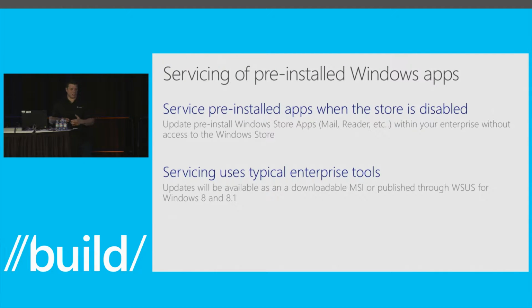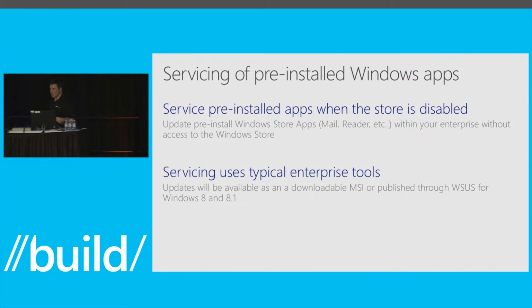The problem we're seeing is we actually want to go and update our service backends, or there's changes to functionality in these apps, and there's no channel for you as an enterprise customer to get these applications. So we've worked within Microsoft and within our Windows team to offer an alternate channel to now allow updates to come out for these pre-installed apps.